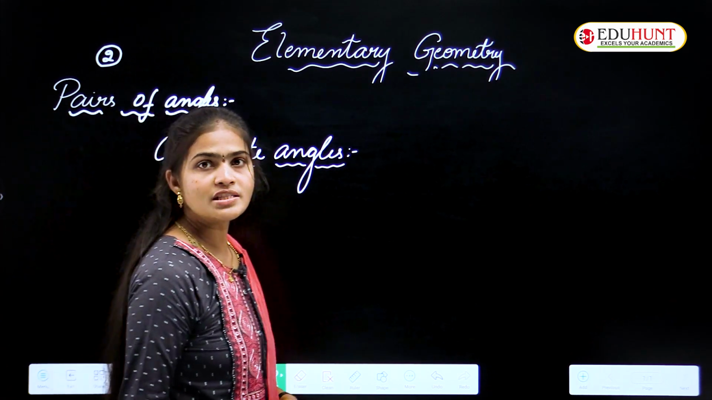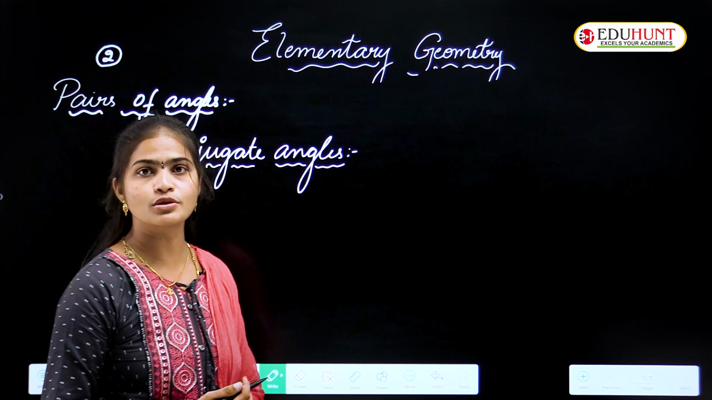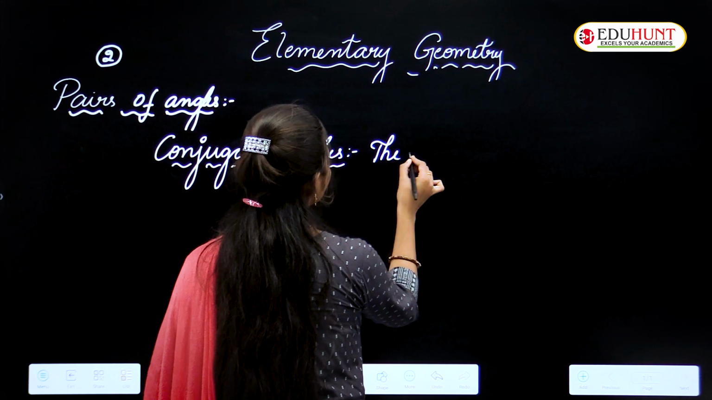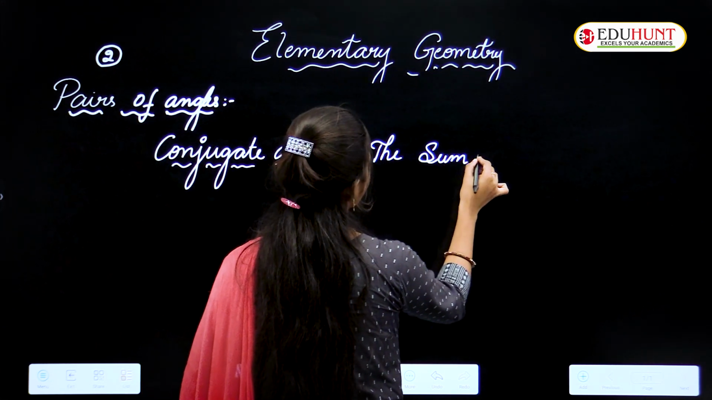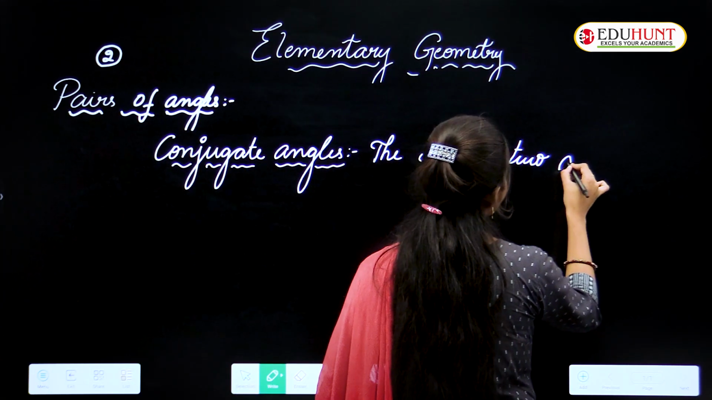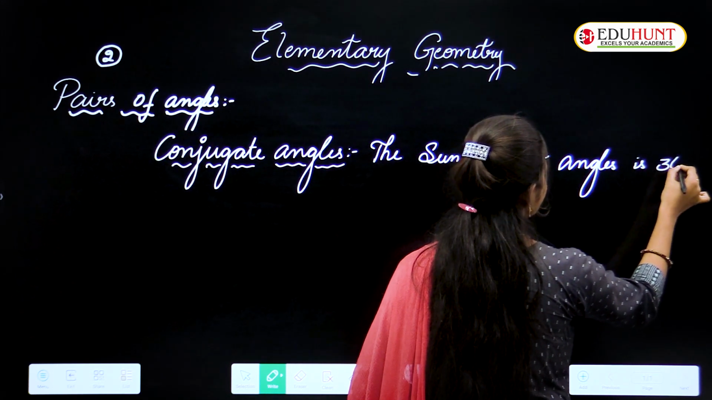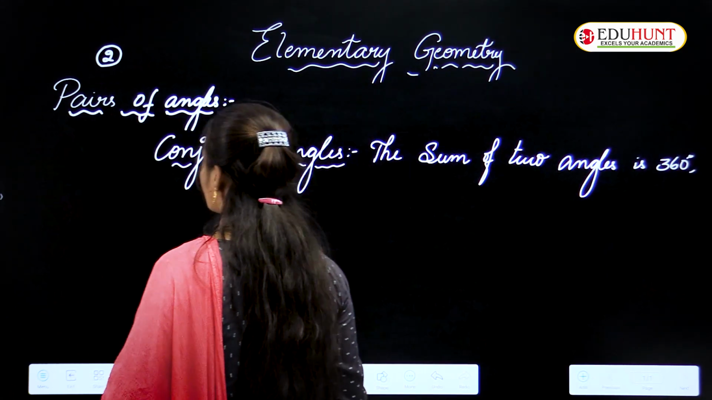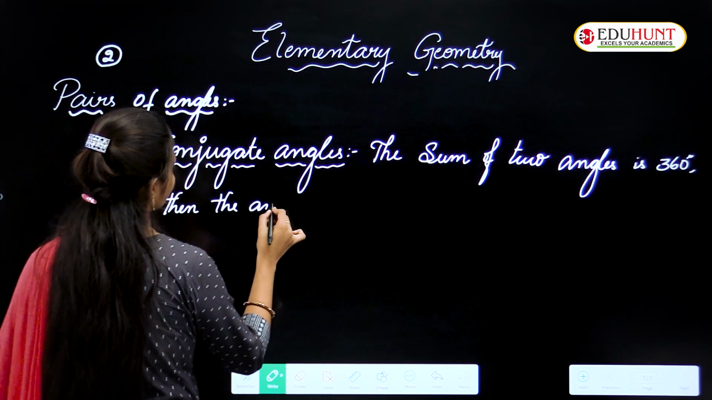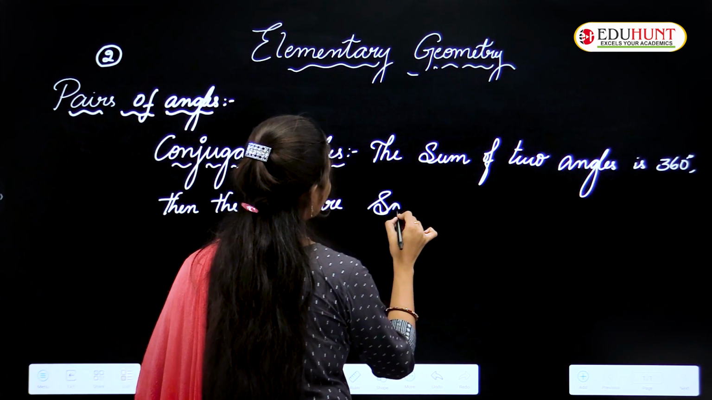Okay, next one: conjugate angles. Here conjugate means the sum of two angles must be equal to 360 degrees. Okay. The sum of two angles is 360 degrees. Then the angles are said to be conjugate angles.